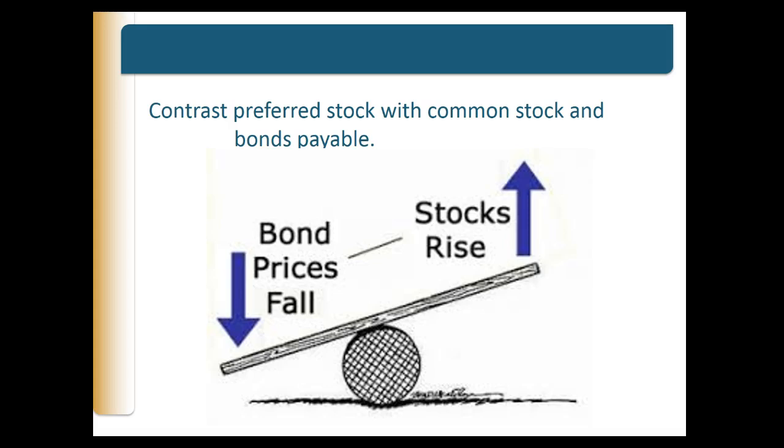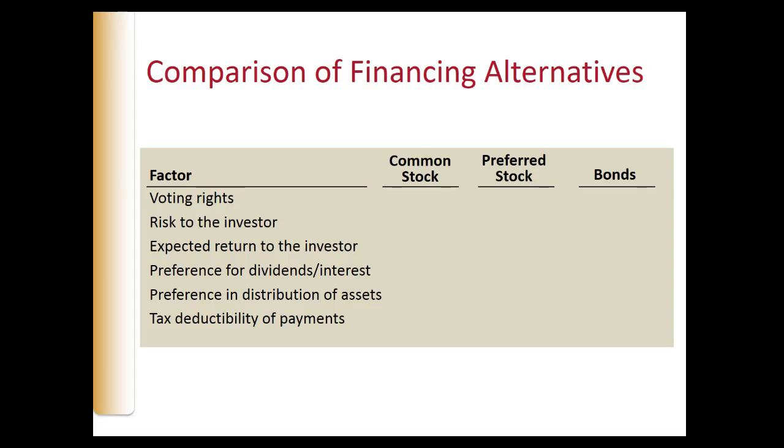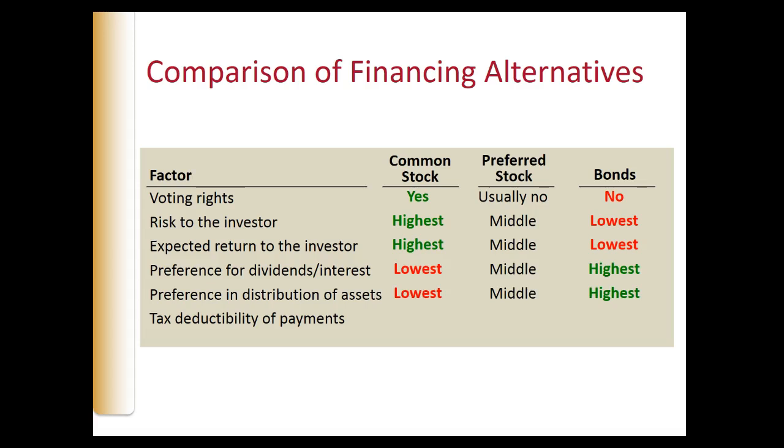Now we're going to contrast preferred stock with common stock and bonds payable. Preferred stock actually has a mixture of attributes somewhere between common stock and bonds. Common stock is equity, bonds are liabilities. This slide provides a comparison of common stock, preferred stock, and bonds along several dimensions. Note that preferred stock falls in the middle between common stock and bonds for each of these factors.